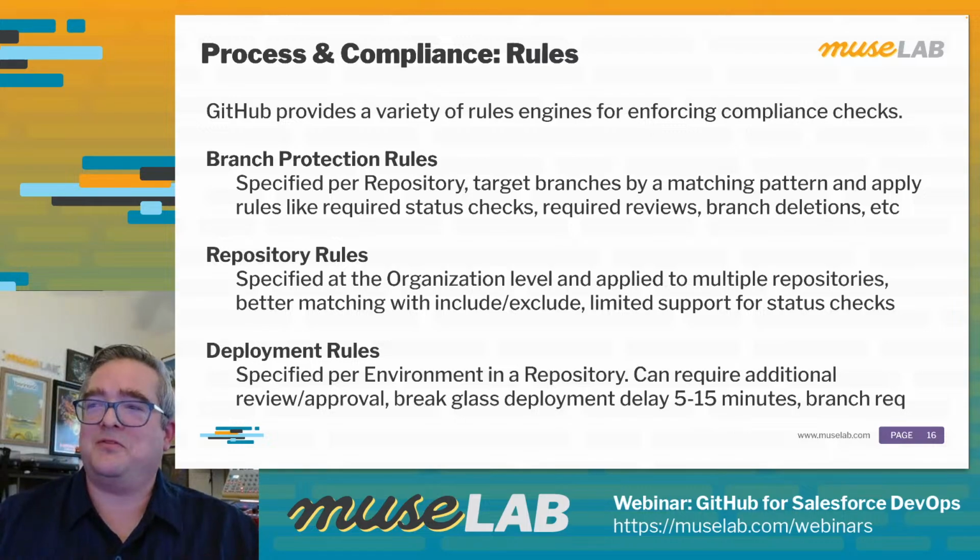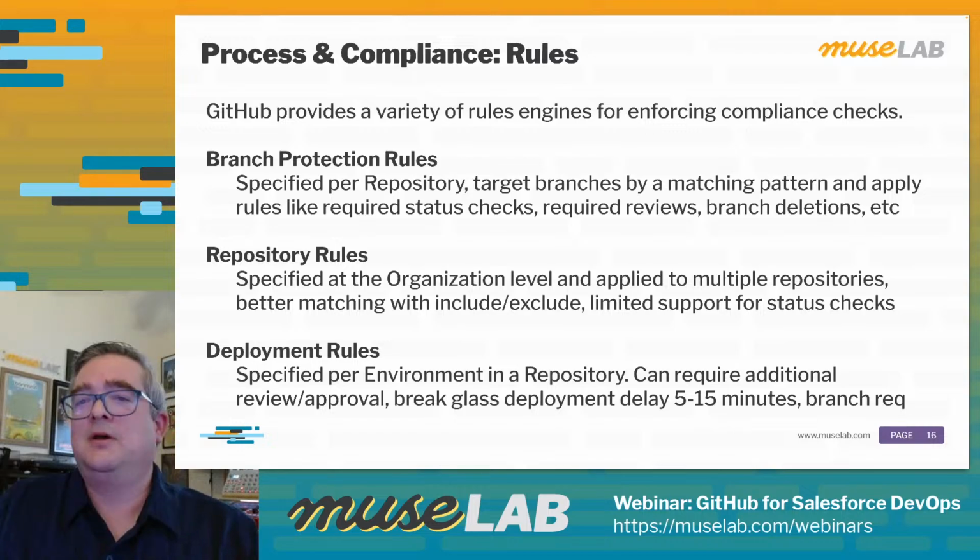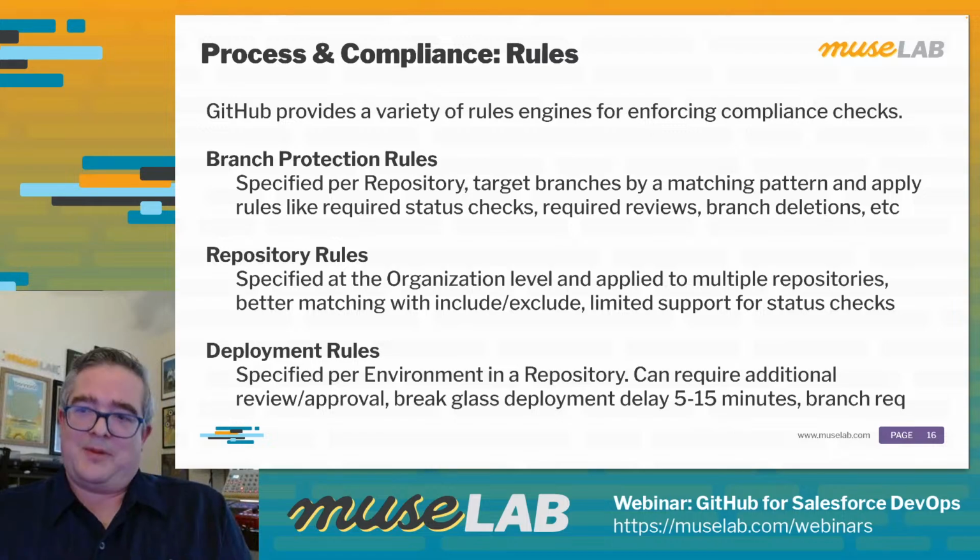The drawback of them is they have really limited support for status checks. So you still kind of have to use branch protection rules to enforce status checks, but you can enforce a lot of the other stuff through repository rules.